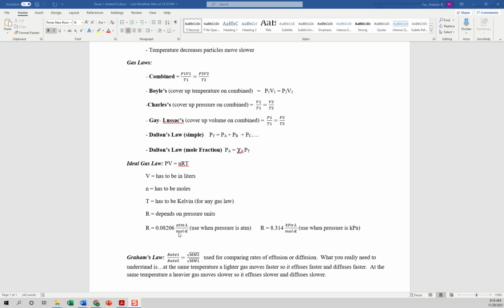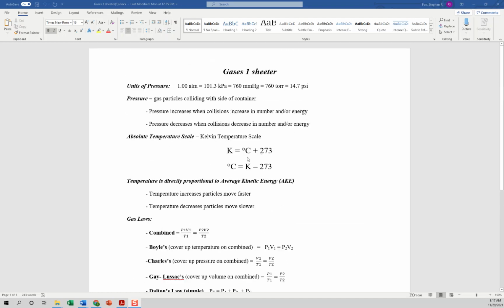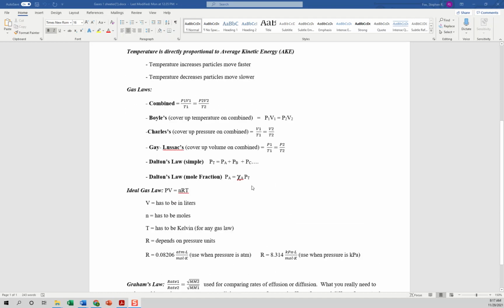Like, we use this R value if our pressure is being measured in atmospheres, and we would use this R value if our pressure is in kPa. There's other R values. I think it's 62.36. That's if you would be using millimeters of mercury or torr. Okay, so the R value is just a constant. It's given to you. You just got to know which one to use.